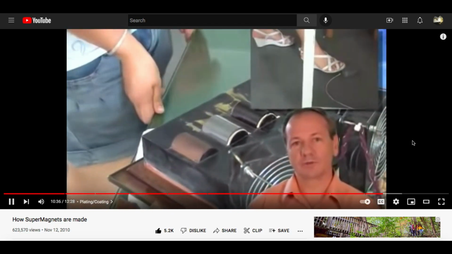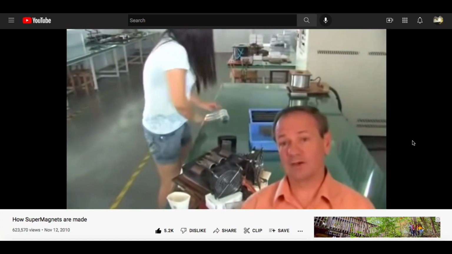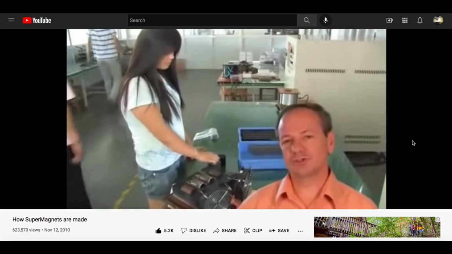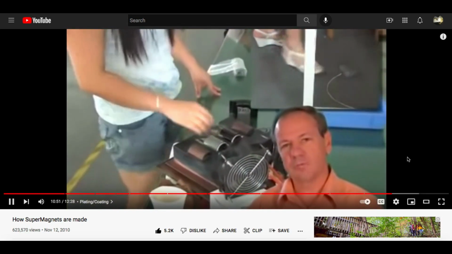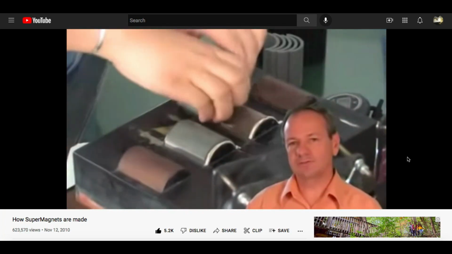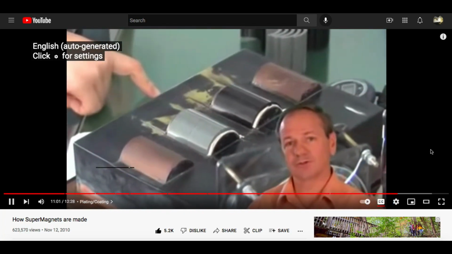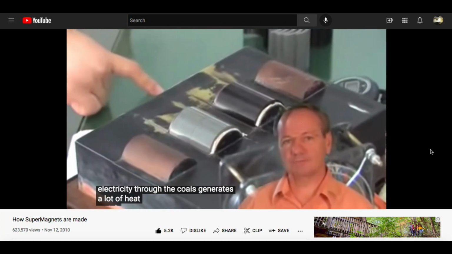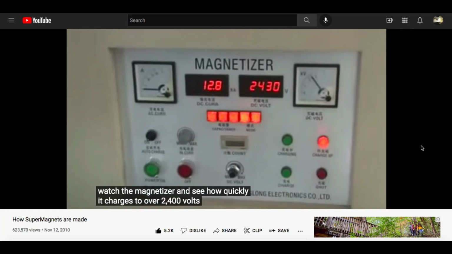With a lot of arc segments, they have to make a special custom magnetizing coil like the one she is using. The loud noise you hear is the capacitors discharging into the coils to charge the magnets. Notice in the inset that she has a foot pedal that she's using to activate the coils. These fans that you see blowing on the coils are used to keep things cool because pushing this much electricity through the coils generates a lot of heat. Watch the magnetizer and see how quickly it charges to over 2400 volts.